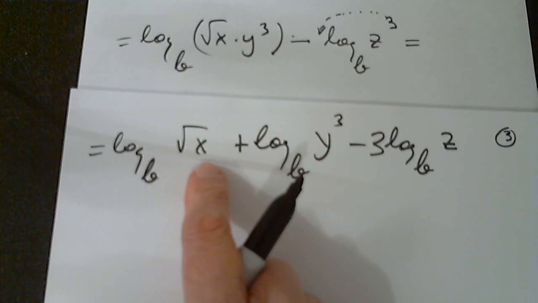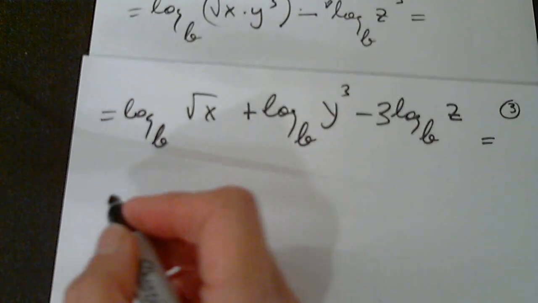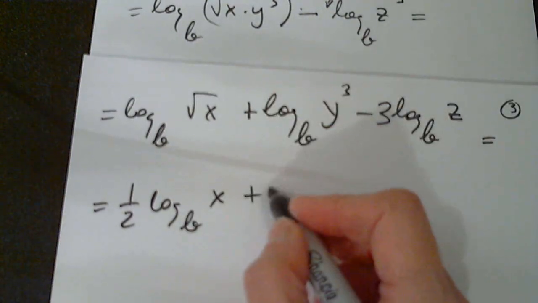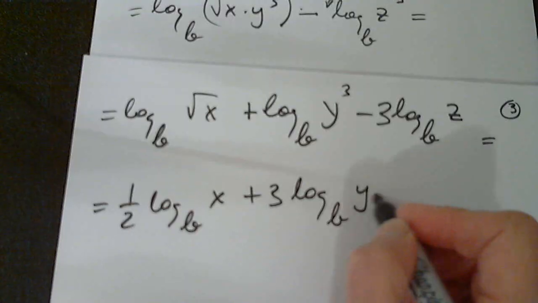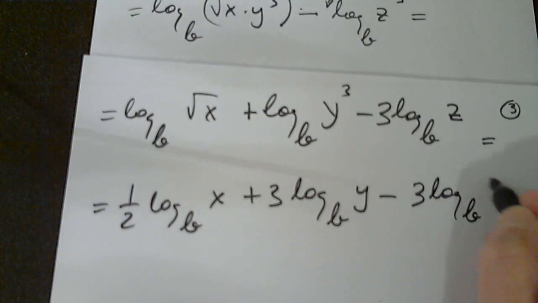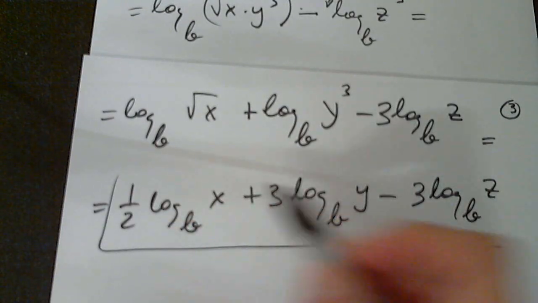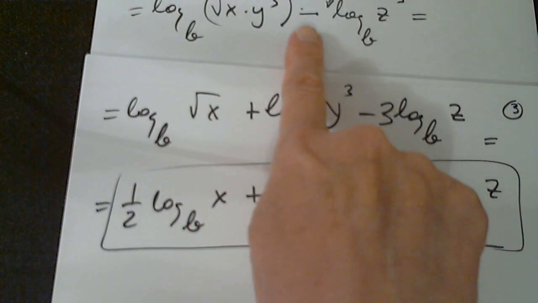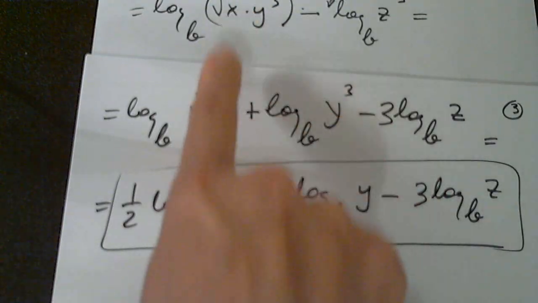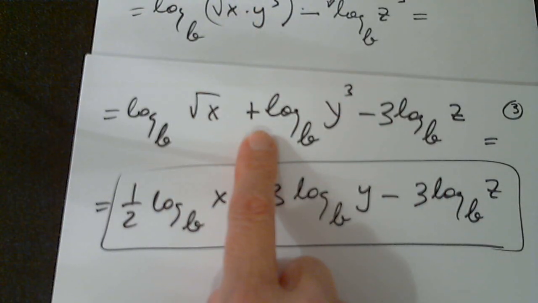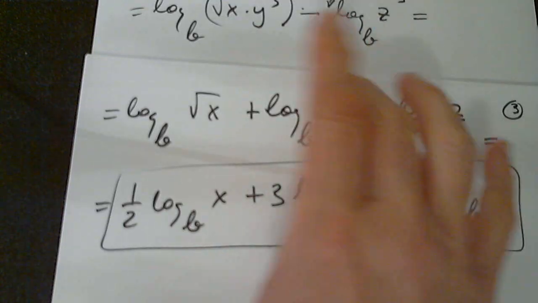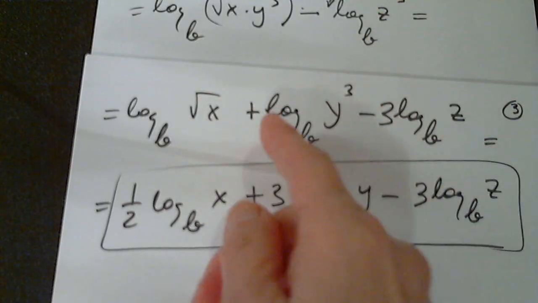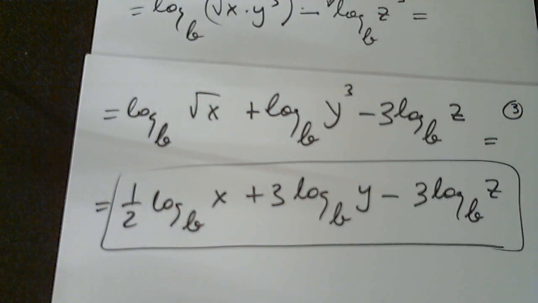But this is power 1/2 that goes in front. This is power 3 that goes in front. And this is it. We exhausted all properties. We started with a quotient. Then we realized that this was a product, so this is a sum of logs. And then we realized that every factor here had a power. The corresponding power had to go in front.